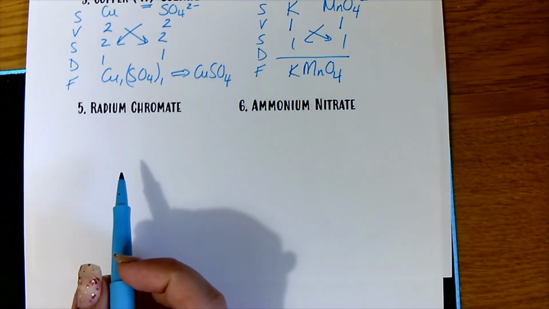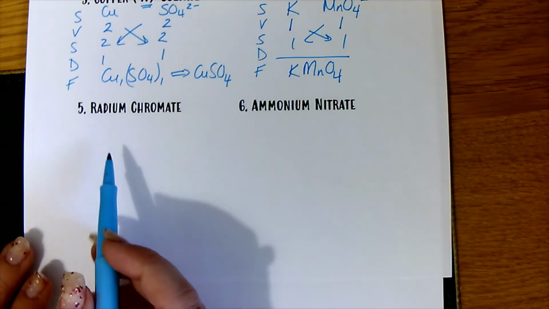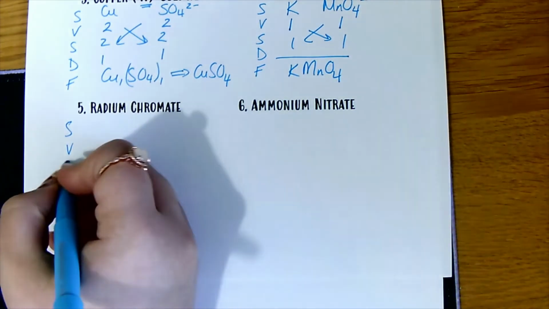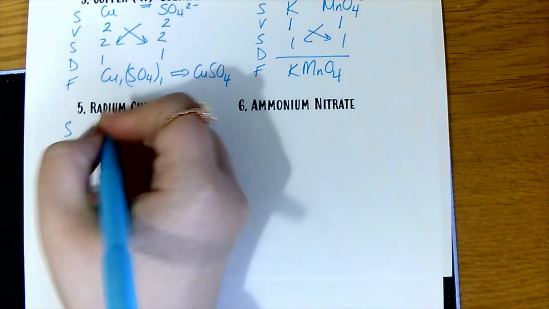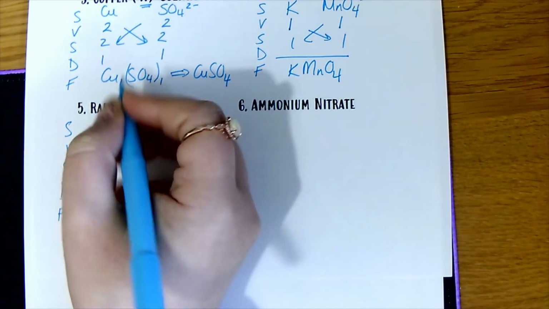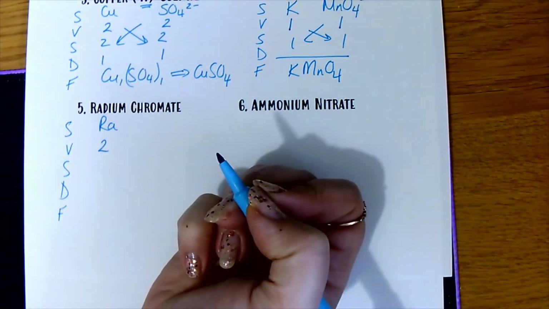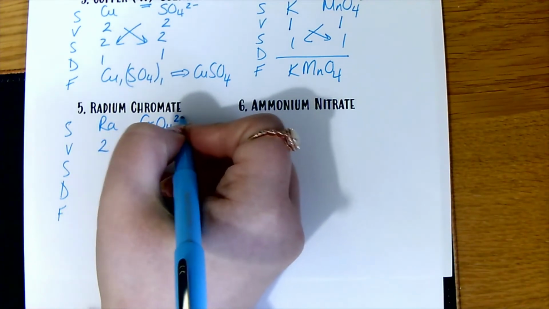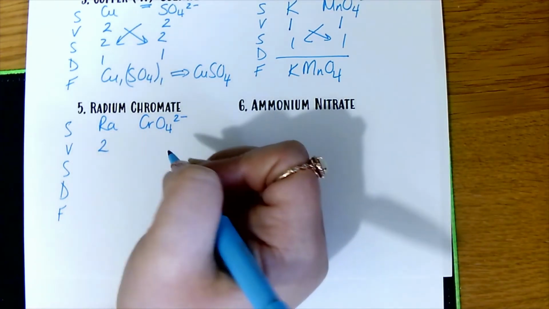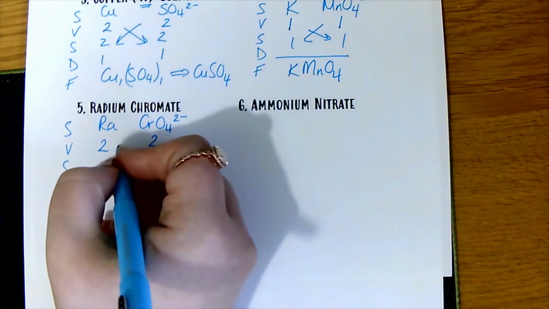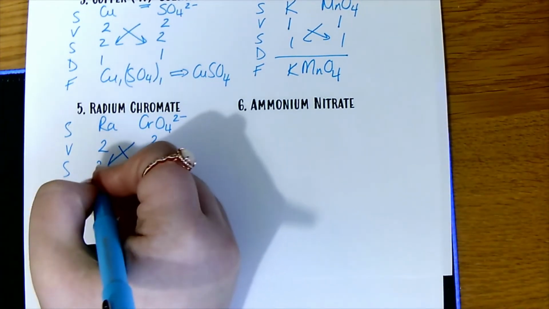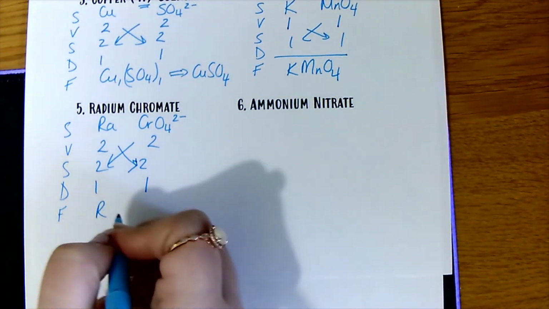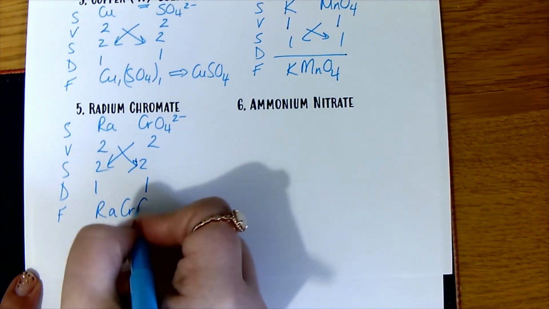Let's now move on and have a look at example 5. Here we have radium chromate. The symbol for radium is Ra. It is in group 2 and has a valency of 2. Chromate ion is CrO4 2-. Charge of 2, valency of 2. We swap them. We can divide them. And so our formula is RaCrO4.